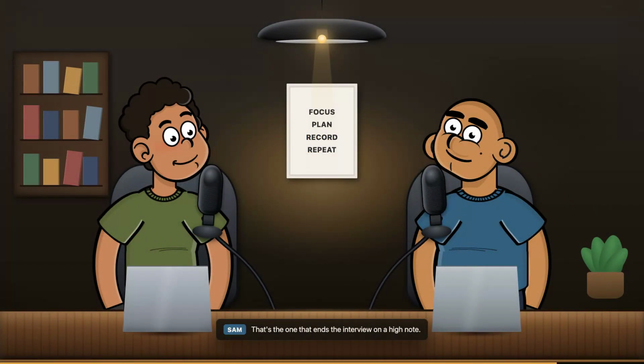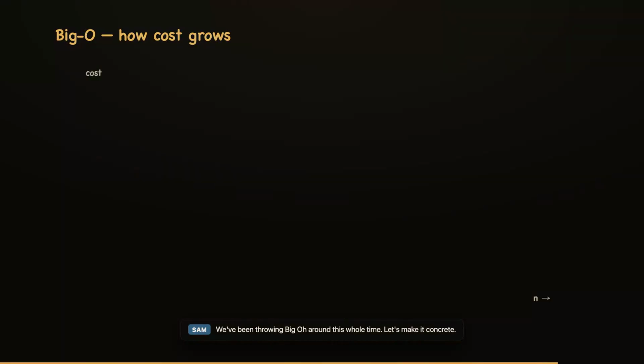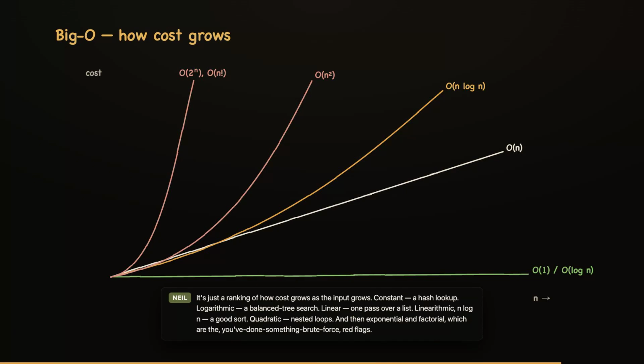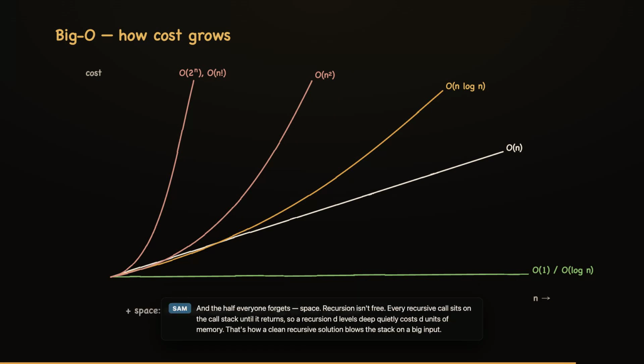We've been throwing Big O around this whole time, let's make it concrete. It's just a ranking of how cost grows as the input grows. Constant, a hash lookup; logarithmic, a balanced tree search; linear, one pass over a list; linearithmic, n log n, a good sort; quadratic, nested loops; and then exponential and factorial, which are the "you've done something" brute force red flags. And the half everyone forgets: space.